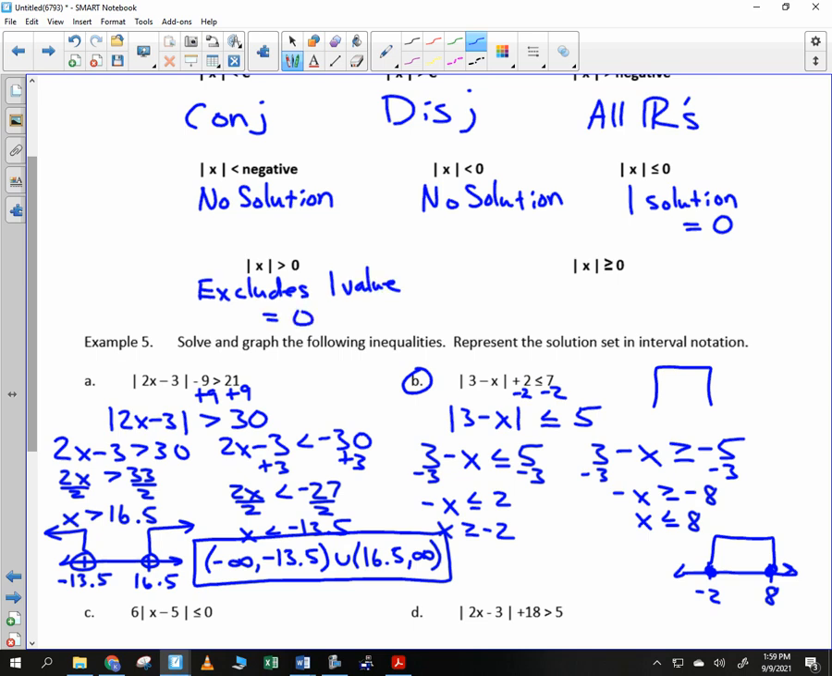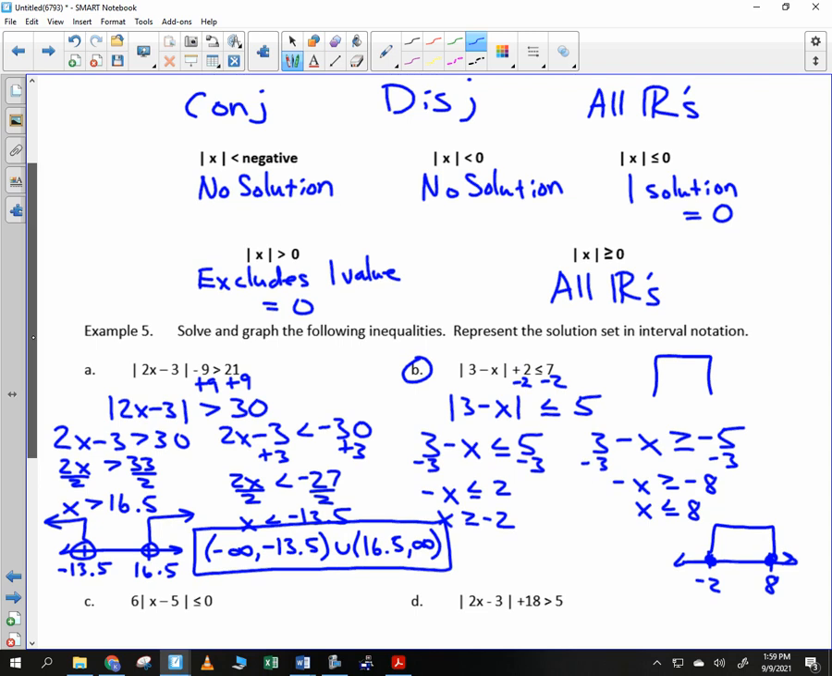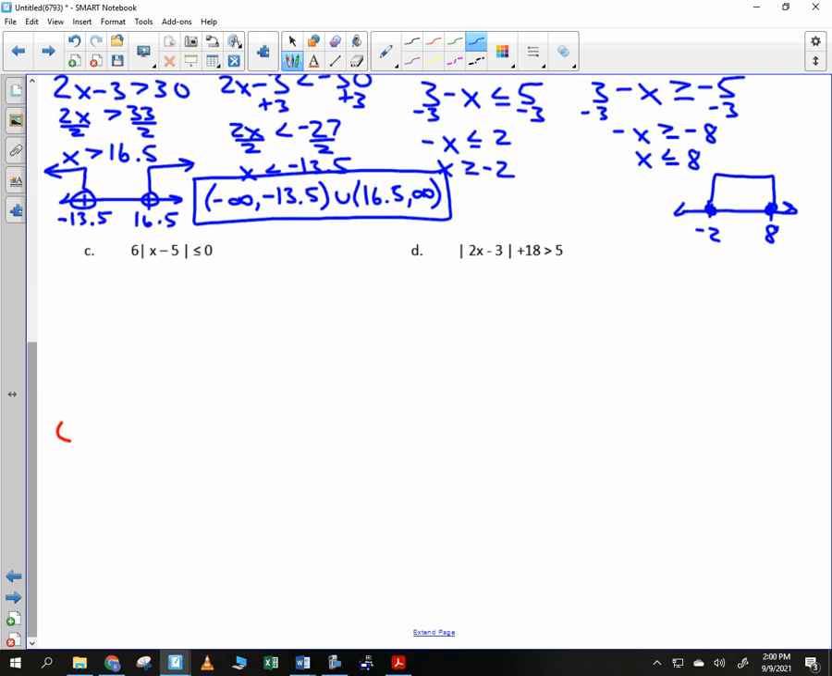And our last scenario, absolute value greater than or equal to 0. All real numbers. So we get used to processes and always setting things up. But with inequalities, you have to use a little bit of logic. And so for these next two, let's use some logic here. Don't just follow the steps.